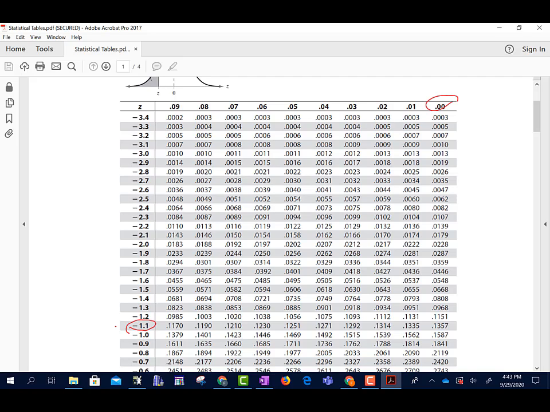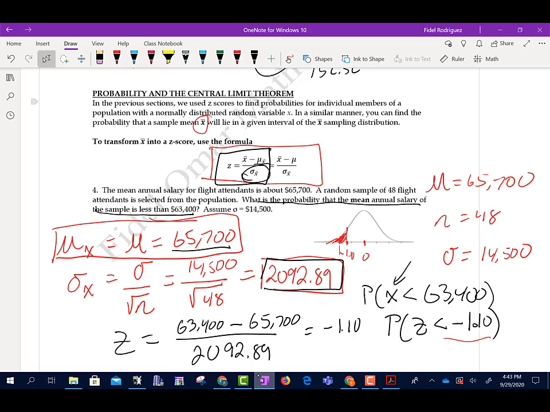I want it to be 1.10. So it looks like about 0.1357 according to my table, right? So I'm going to say my answer here would be 0.1357. That's doing it using the table, okay?